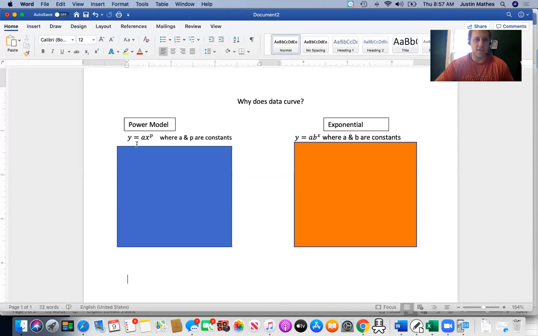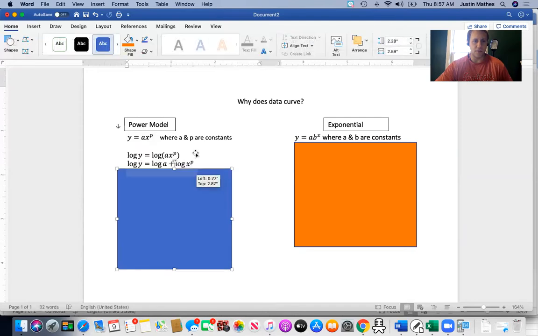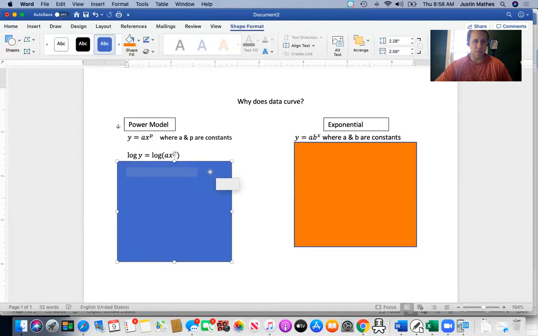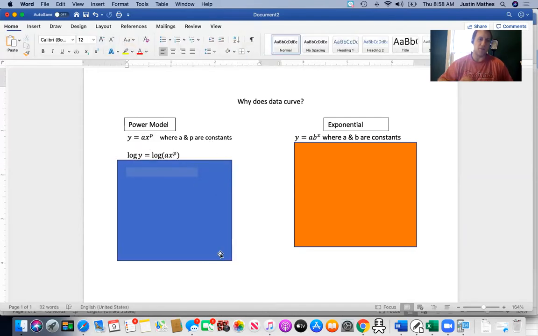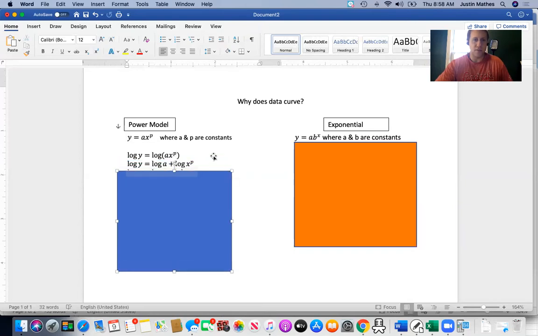So I want to get rid of the power so that this looks flatter. It looks more linear. So I'm going to log both sides. When I log both sides, I end up with log y equals log of a x to the p. Well, log rules tell me that when you've got multiplication in a log, you can split them up and think about it as two separate logs. And that's what I'm going to do. So rather than thinking about it as log of a x^p, let's separate it: log a and log x^p.